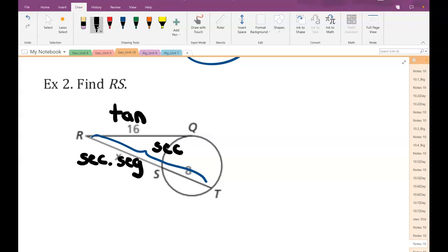So we take our tangent squared. So we've got to do 16 squared. I'm just going to write that as is. I'm not going to square it yet. 16 squared is equal to the length of your secant segment, which is x, times the length of RT, which is our secant.